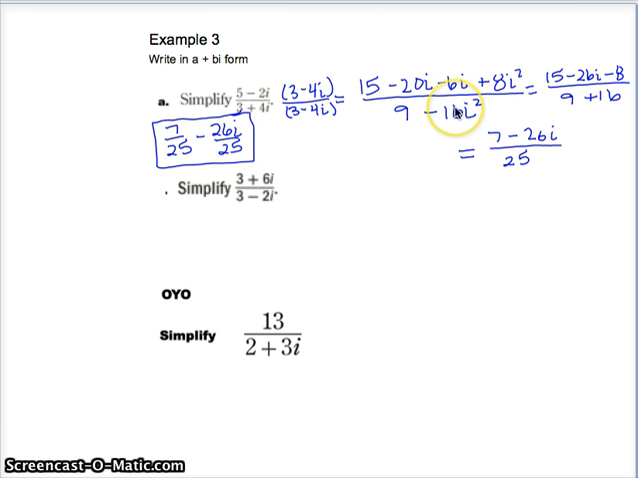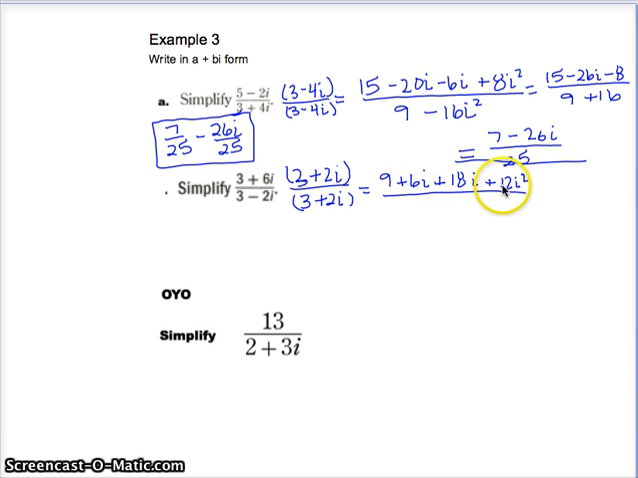For the second example, again, I'll multiply by the complex conjugate of the denominator. So in this case, I'll multiply the top and the bottom by 3 plus 2i. All right, now it's time to start foiling. On the top, I get 9 plus 6i plus 18i plus 12i squared. I'll separate this problem. On the bottom, I get 9 minus 4i squared.